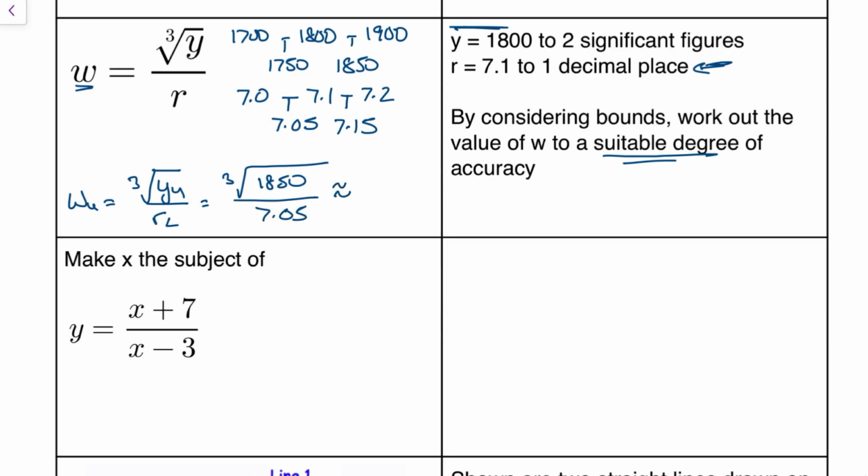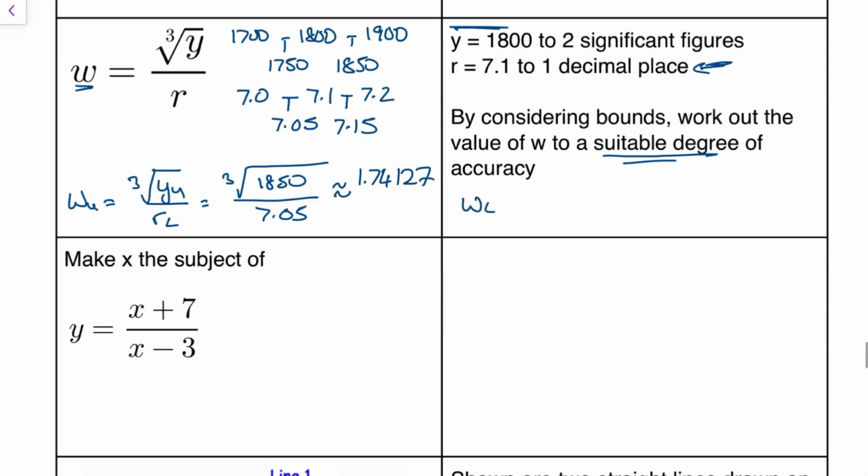And that's going to give me approximately, well, I need to be pretty precise here. So there's a cube root button on your calculator, the cube root of 1850 divided by 7.05. I'm going to write down a few digits: 1.74127. I hope I don't need anywhere near that many, but we might have to come back.